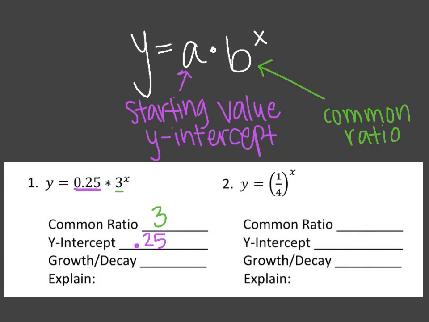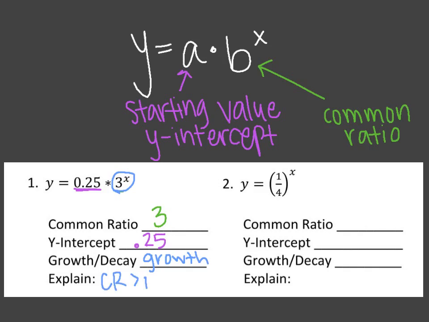And now I need to decide, is this going to be a growth or is it going to be a decay? Well, to figure out if it's a growth or a decay, I have to look at my common ratio. If my common ratio is bigger than 1, it's going to be a growth. If my common ratio is less than 1, it's going to be a decay. So if my common ratio is 3, well, that is bigger than 1, so this is going to be a growth function. So my function's starting at 0.25, and I'm just going to go times 3, times 3, times 3 to keep getting bigger and bigger and bigger. The explain for this part is I want to put that my common ratio was greater than 1.